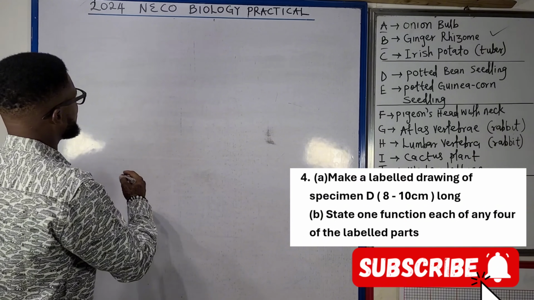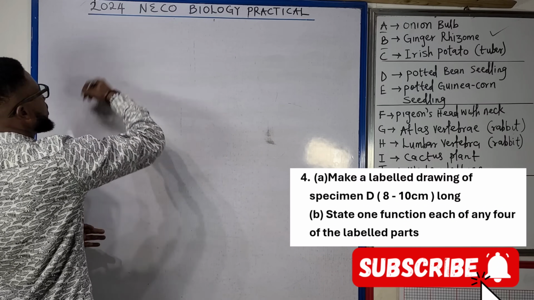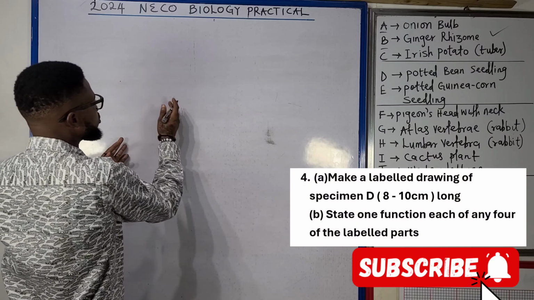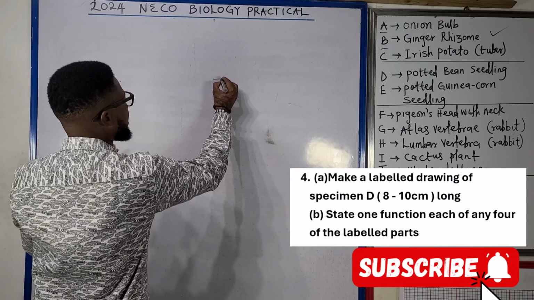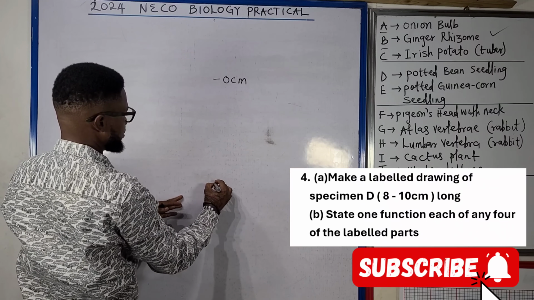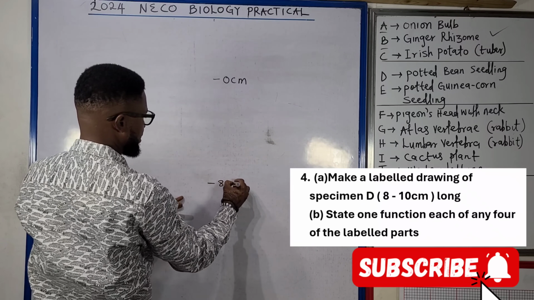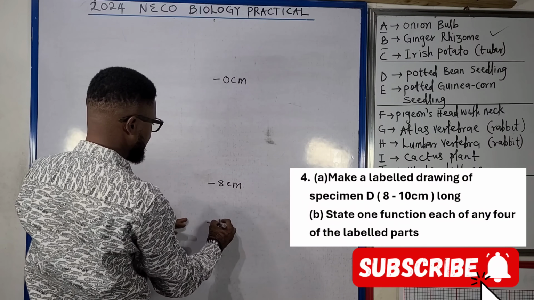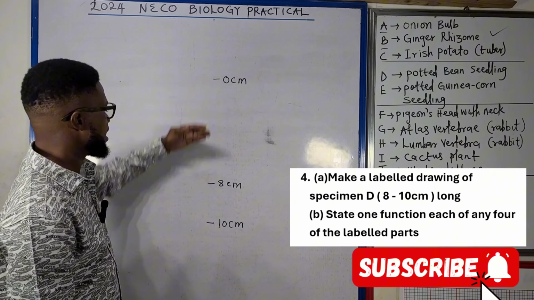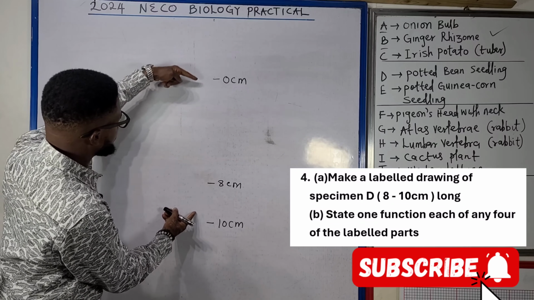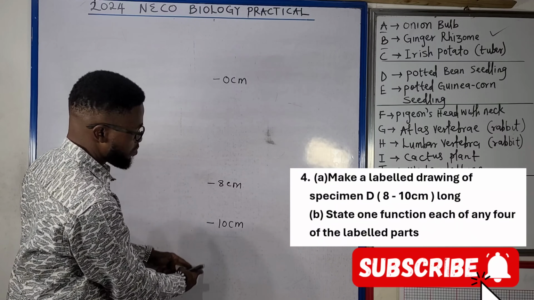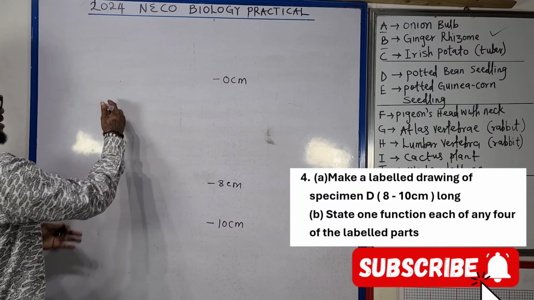Let's start from the top. When they say 8 to 10 centimeter, let's say this is my 0 centimeter mark, this is my 8 centimeter mark, and this is my 10 centimeter mark. What this means is that my drawing should not be less than 8 and should not be more than 10. So the drawing should start somewhere around there and fall within here. It should not be more than 10 centimeters.